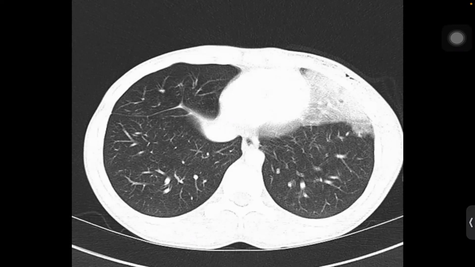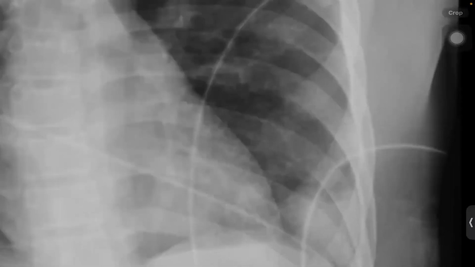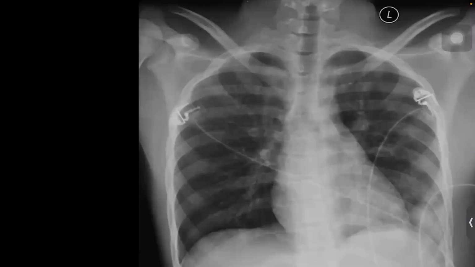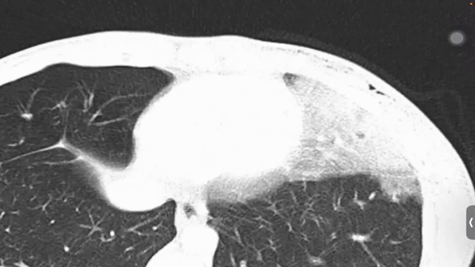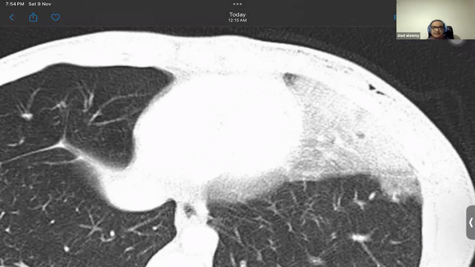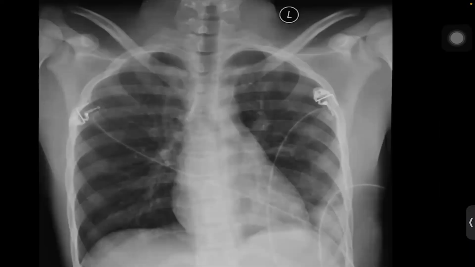So this is a traumatic lung contusion. You see here and you see here. So this is a traumatic lung contusion. Are you there? Yes. What do you want? Okay. So this is traumatic lung contusion. So how will you manage this patient? What kind of injury is this classified as?